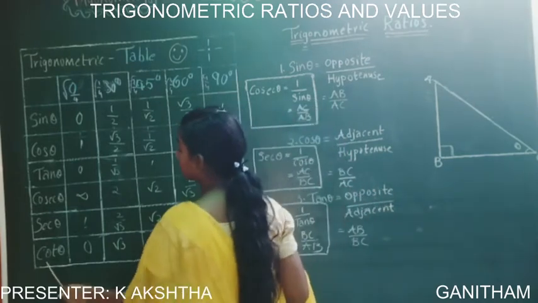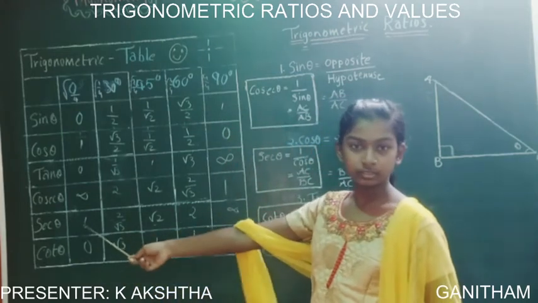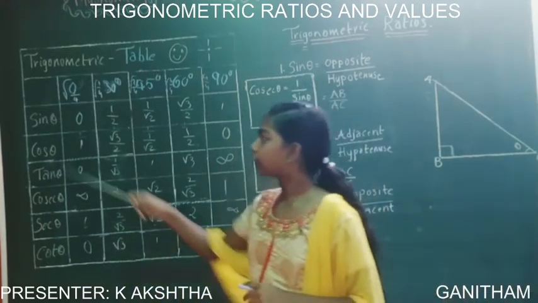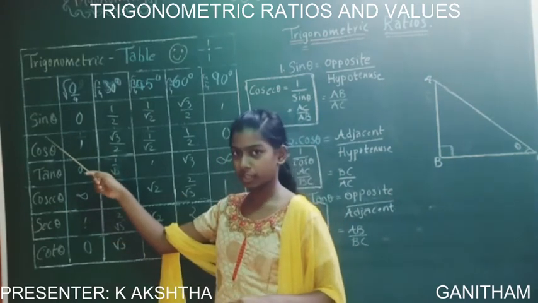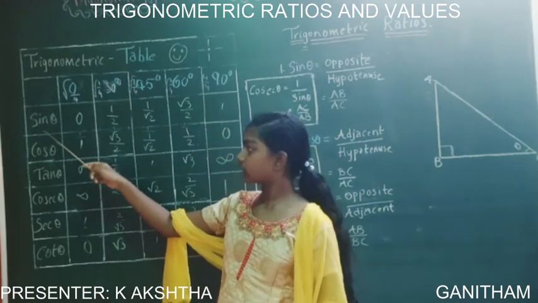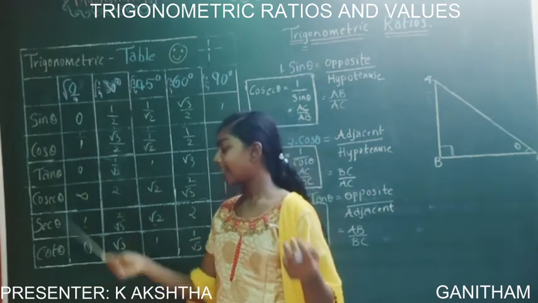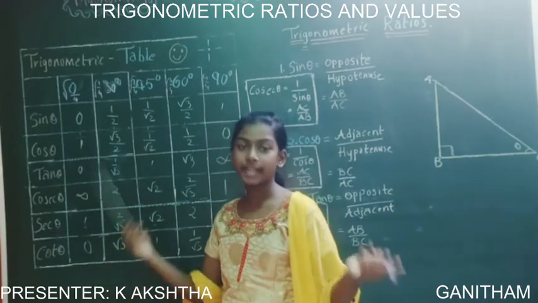And then coming to the last one, cot theta. What is this cot theta? It's simple now. Cosec theta is the multiplicative inverse of sin theta, and secant theta is the inverse ratio of cos theta. That way, cot theta is the inverse ratio of tan theta.